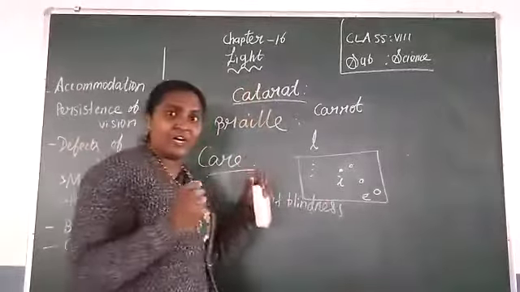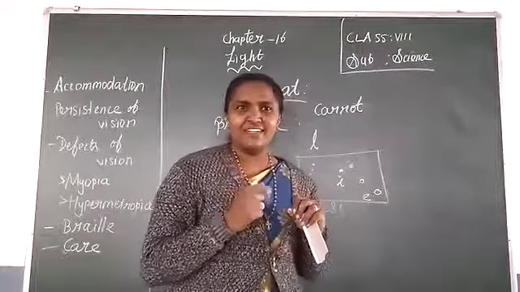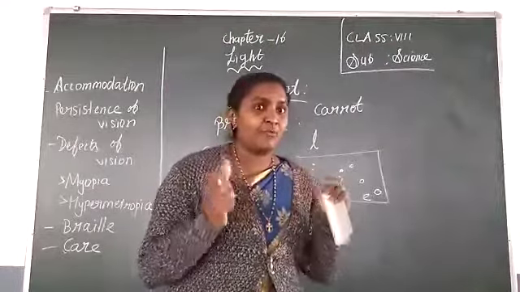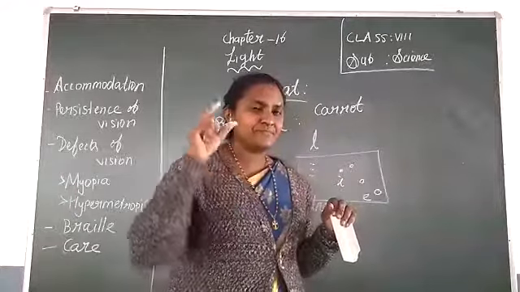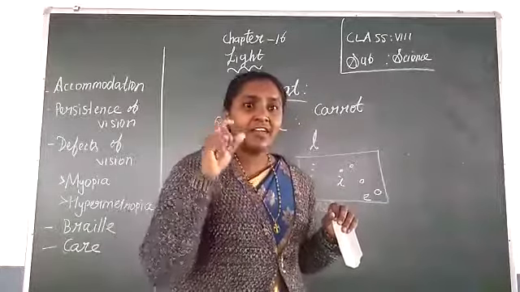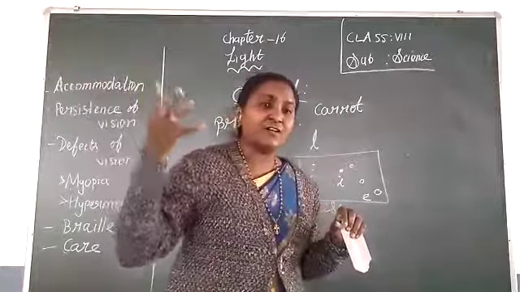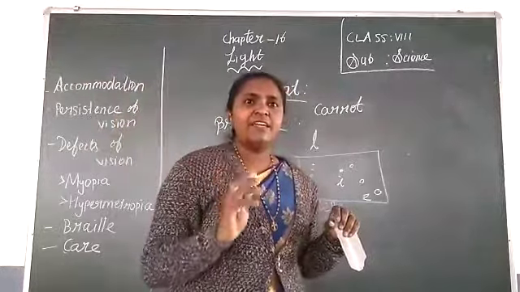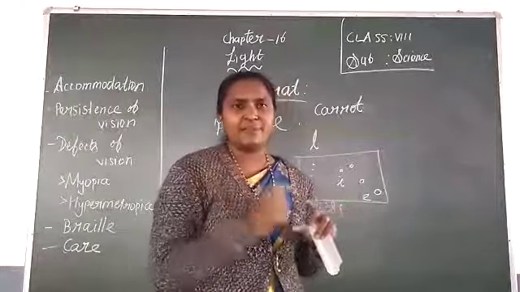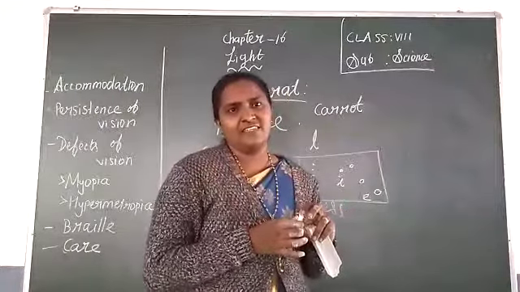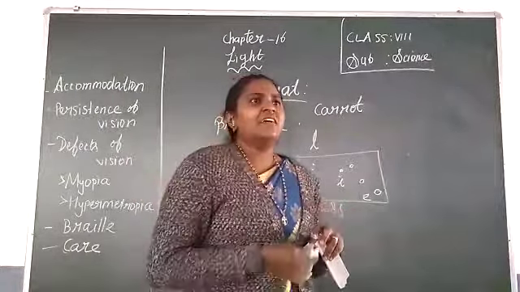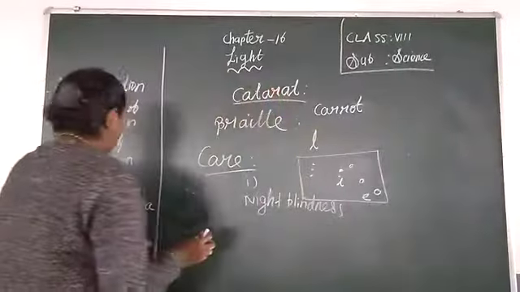And next, myopia. How will you overcome the myopia defect? It can be overcome by using a concave lens. Hypermetropia, how will you overcome the defect? This defect can be corrected by using a convex lens.